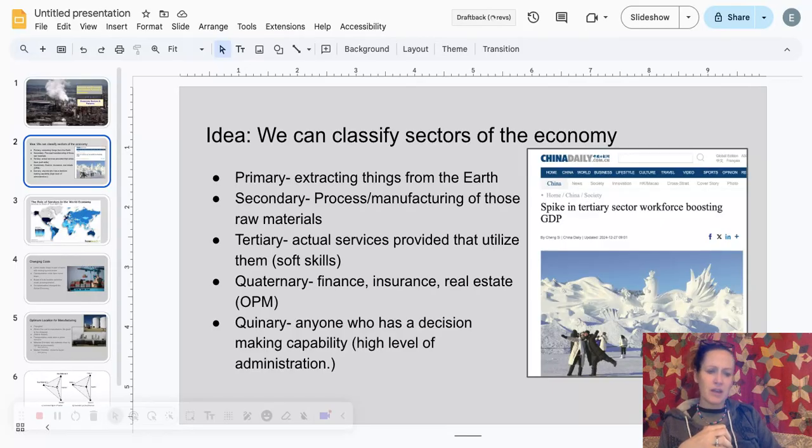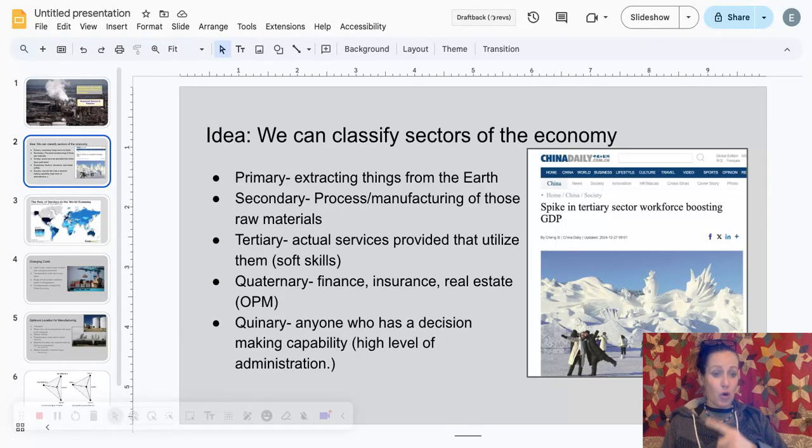Okay. Tertiary is actual services. I think I wrote that wrong. Oh, no, not really. I just need like a comma or something. Actual services provided that utilize them. So maybe you work in an office to make sure that things get shipped to one place. Or maybe you help someone make their website for their company that serves something. It's often an office job, but not necessarily, right?